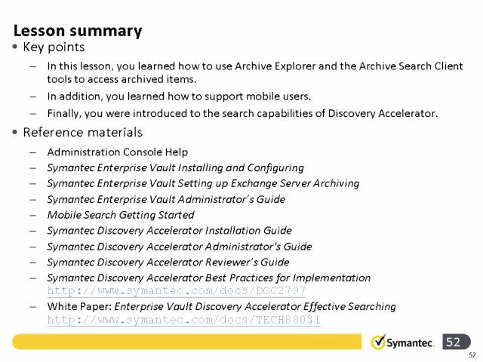Our reference materials include the Administration Console Help System, the Installing and Configuring Guide, Setting Up the Exchange Server Archiving and Administrator's Guide. There is a Mobile Search Getting Started Guide that we can access. And then for more information about the Discovery Accelerator, there's an Installation, Administrator, Reviewer's Guide. There's also a Best Practices for Implementation. And as we mentioned as well, there's a white paper out there for configuring effective searches. And that brings us to the end of this lesson.